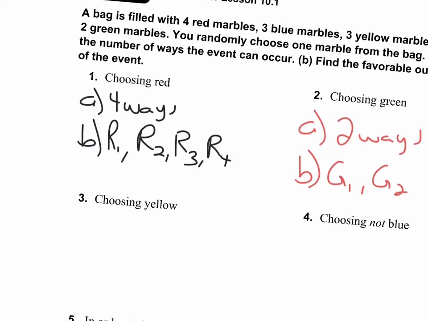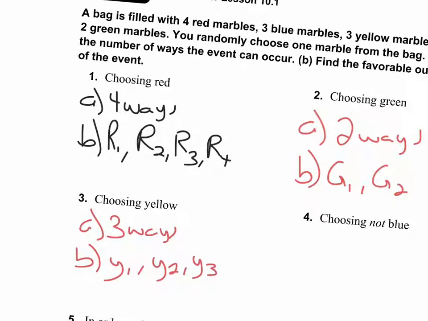Choosing a yellow. So, part A, there's 3 yellows, so 3 ways. Part B, okay, I could choose yellow 1, I could choose yellow 2, or I could choose the yellow 3.